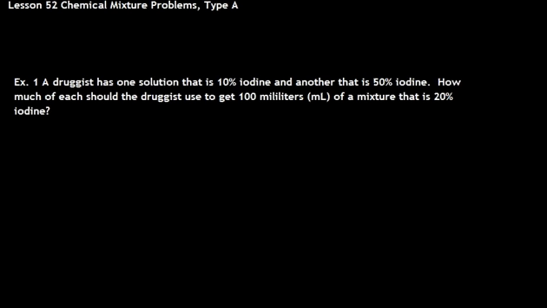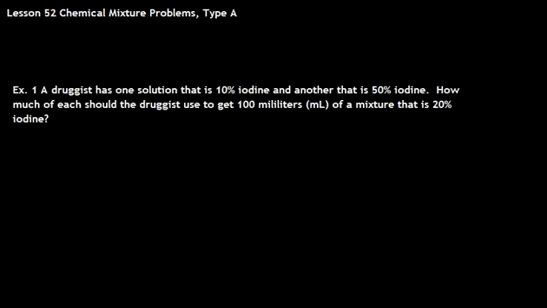Okay, we're going to do chemical mixture problems. This is our first shot at these. That's why it's chemical mixture problems type A. What we're going to do is mix two types of mixtures together and try to come up with a combined mixture.